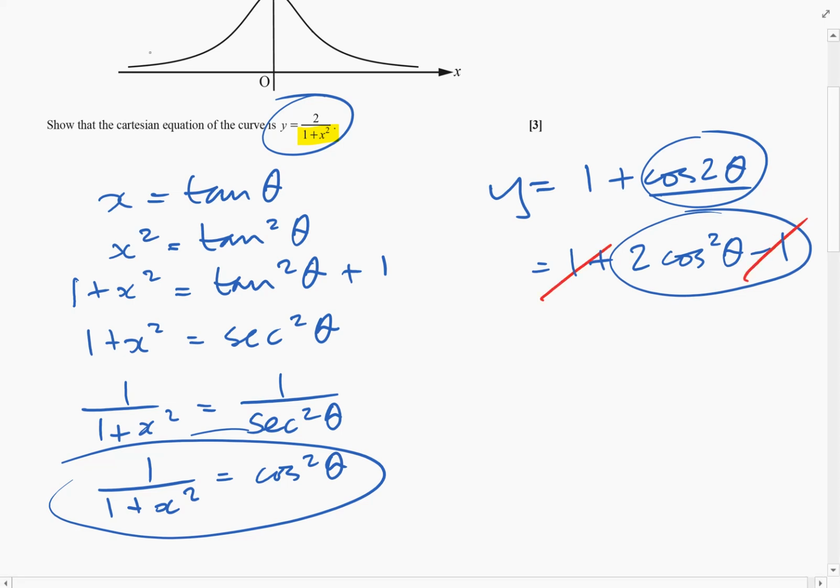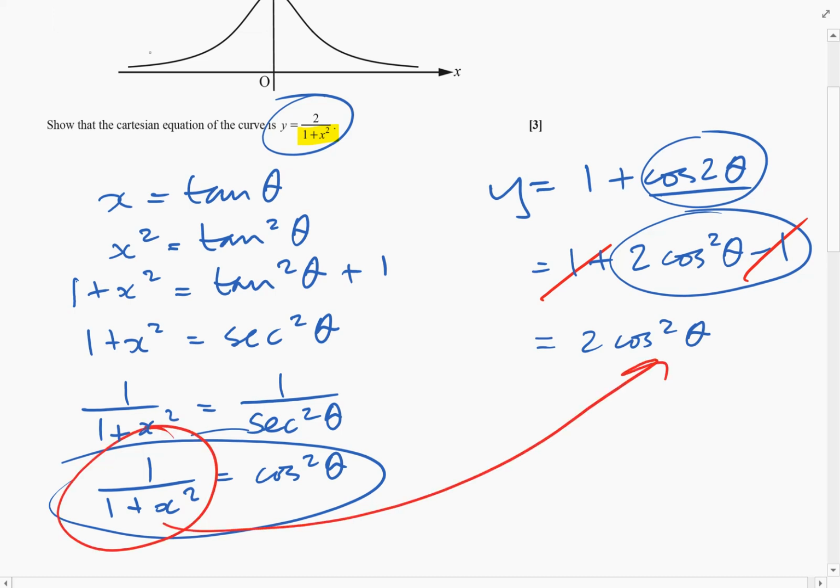This is just coming from the double angle formula for cos 2 theta. You can see there the ones are going to cancel, and so we're just left with 2 cos squared theta, which means that we can replace that with this.